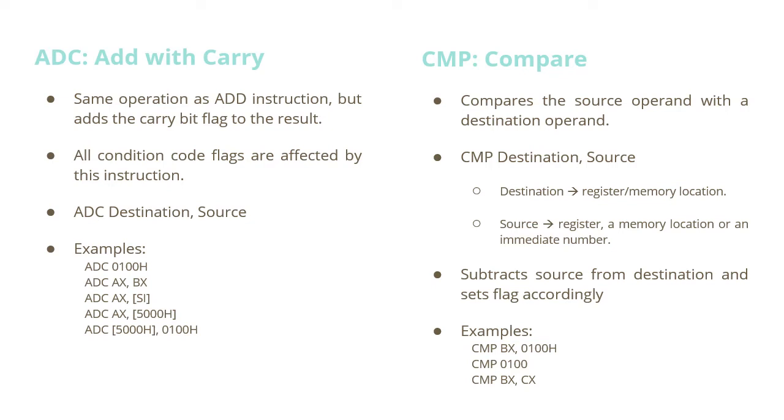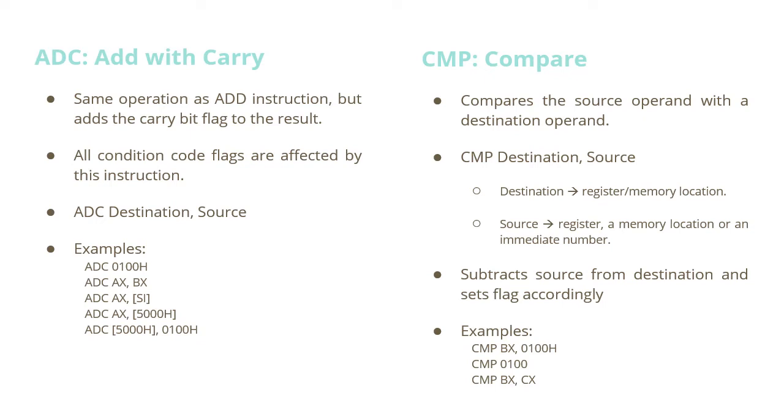The example of the ADC instruction is ADC 0100H, where this is the implicit mode where AX is the implicit operand. So here what happens is that the immediate number 0100H is added to the contents of AX along with the value that is present in the carry flag.